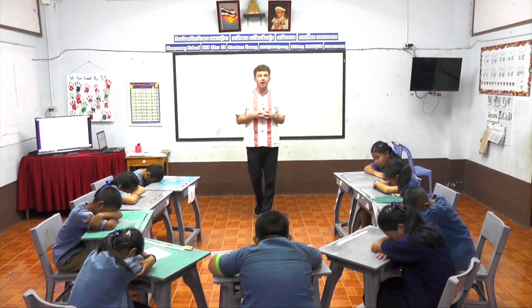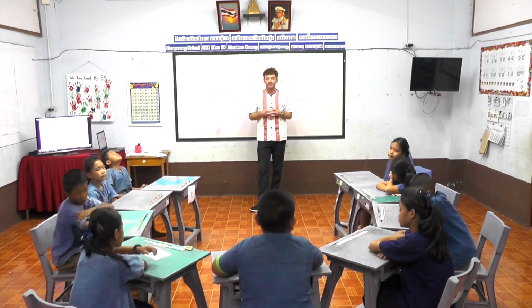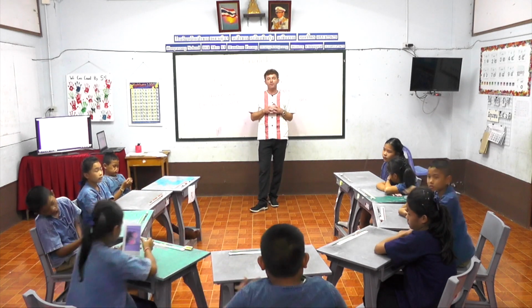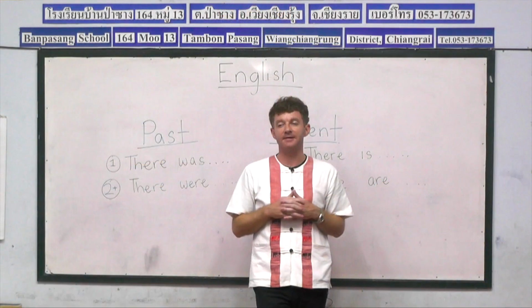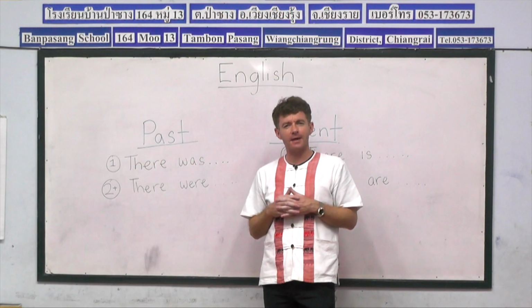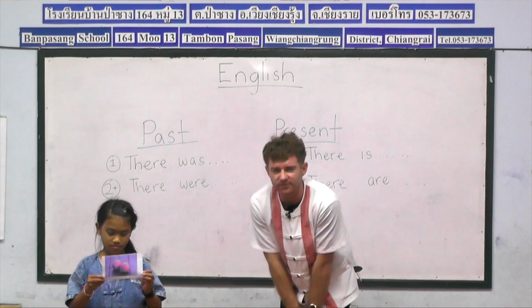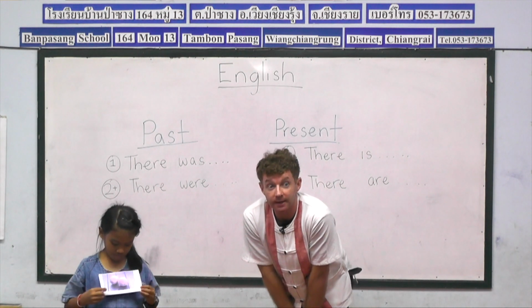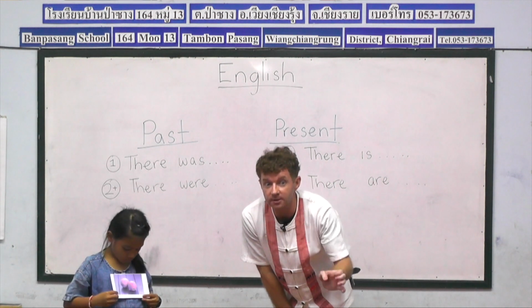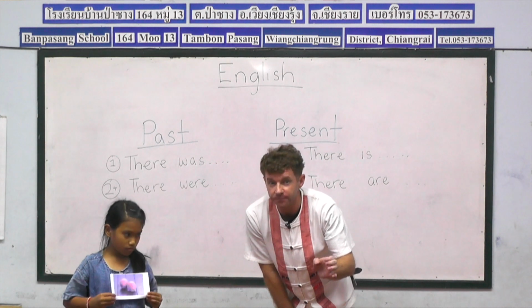Okay, let's open our eyes. Who has the flashcard? Pak Bung, come and join me at the front of class, please. Okay, so let's take a look at Pak Bung's flashcard. What can we see? Orange. How many? 2. Oranges. Okay, so let's think.